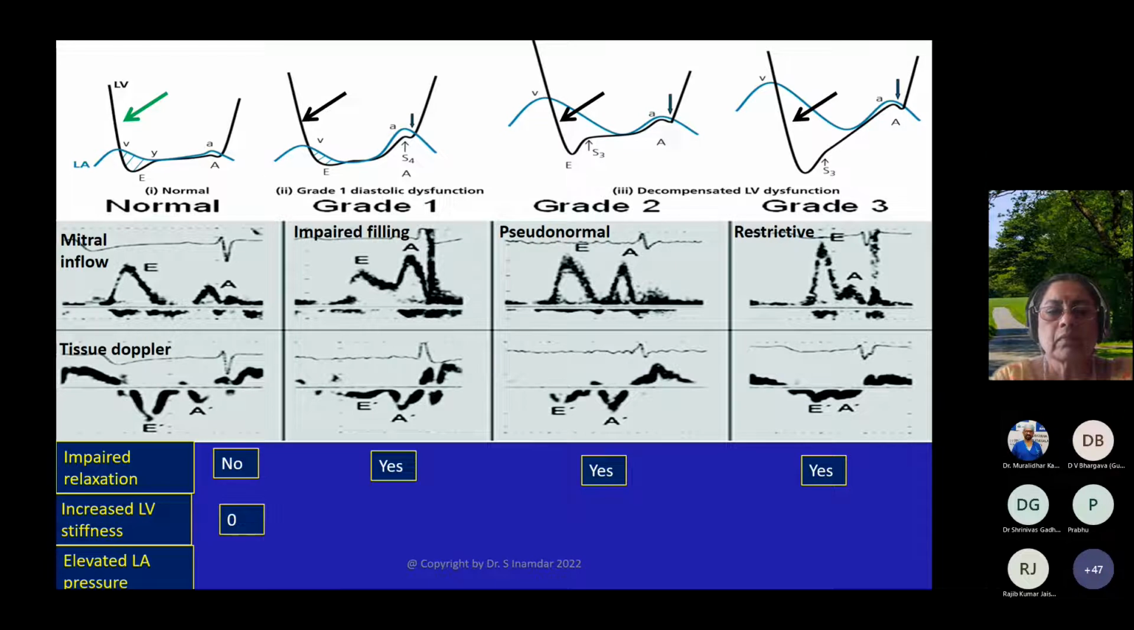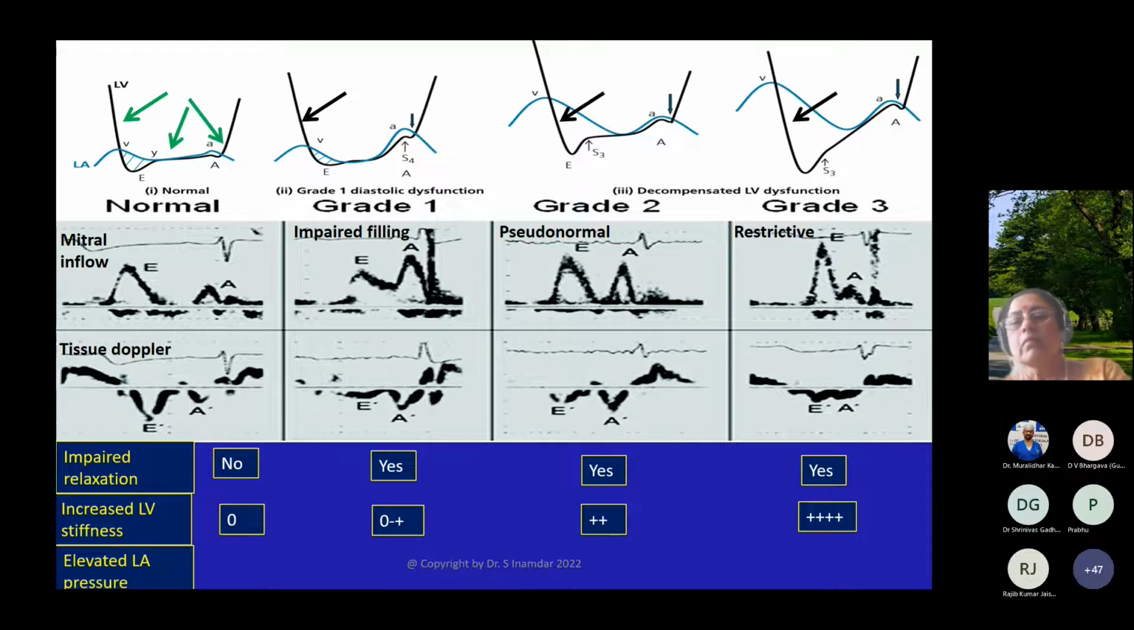Coming to increased LV stiffness, there is normal LV stiffness in a normal patient. In grade 1, it is plus or normal. Then grade 2, 2 plus, and severely stiff ventricle in grade 3, which is shown here: green arrow is normal, yellow is a little abnormal, and red is severely abnormal LVEDP, due to tremendous increase in LV stiffness.